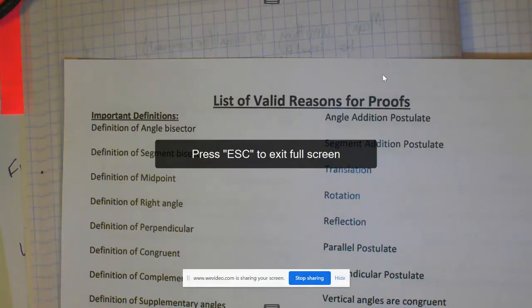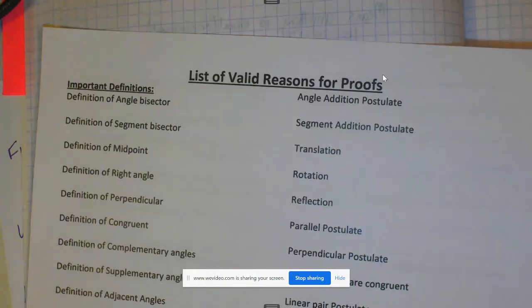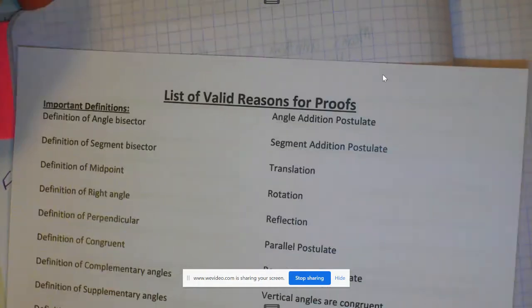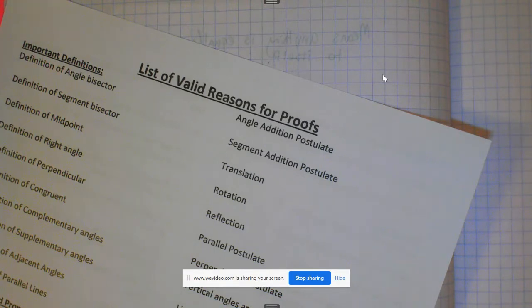We're going to move into our proofs portion of the class, and proofs in geometry is the main focus. There are a ton of proofs in geometry.